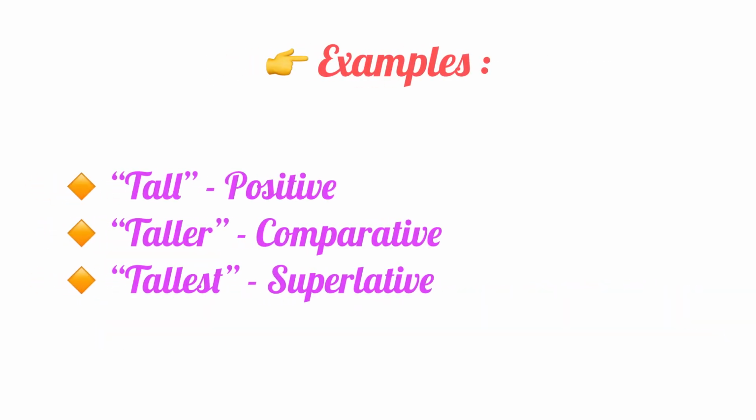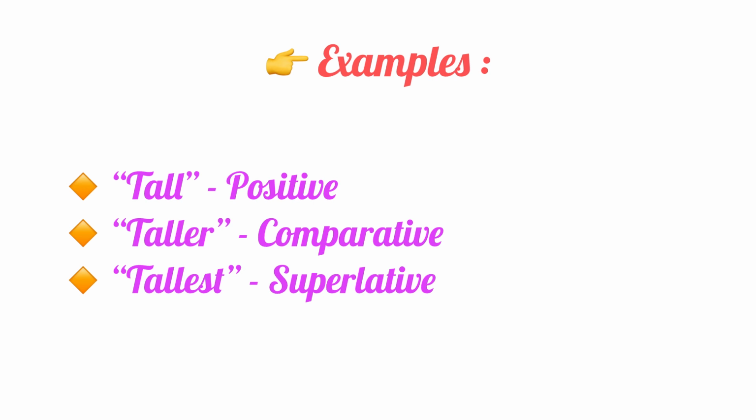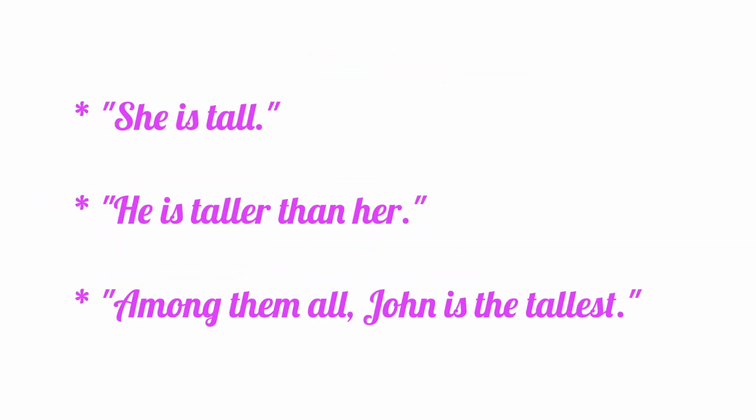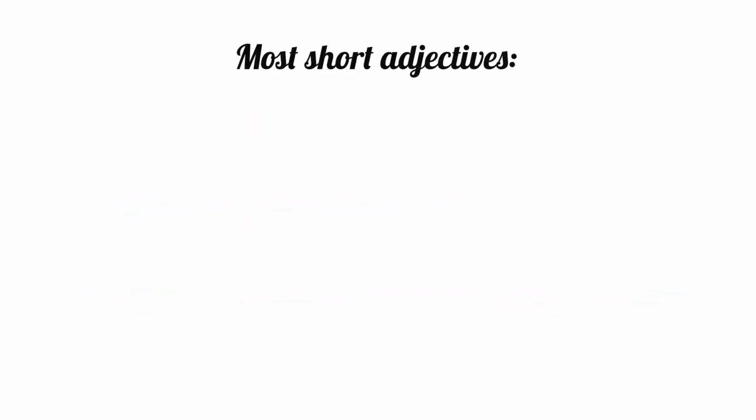Examples: tall, positive; taller, comparative; tallest, superlative. So you'd say, she is tall. He is taller than her. Among them all, John is the tallest. Simple, right? But how do we form them?